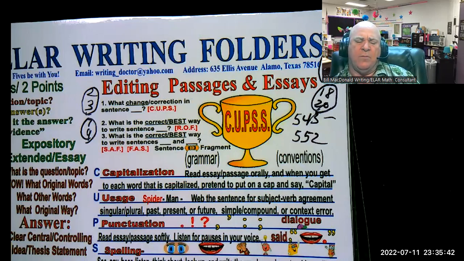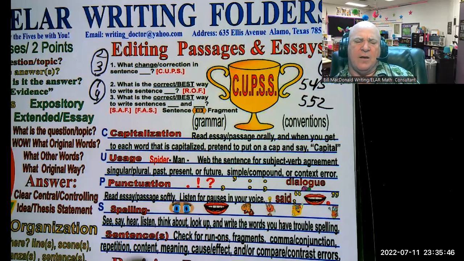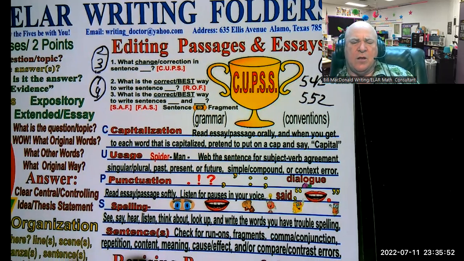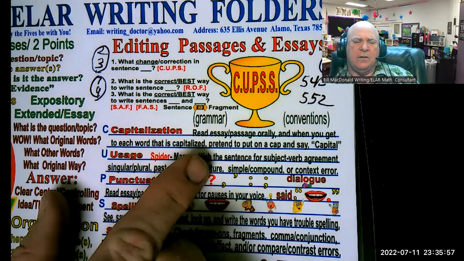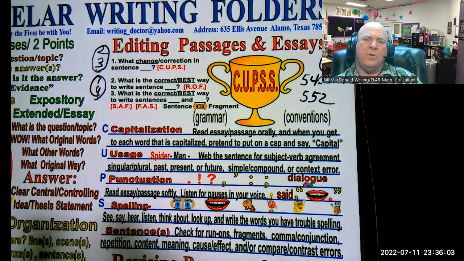So again, what we'll be doing is focusing on just 2 letters of CUPS with 2 S's, the P for punctuation, where we have red to stop and yellow to slow down, and testing that in the context of sentence boundaries.